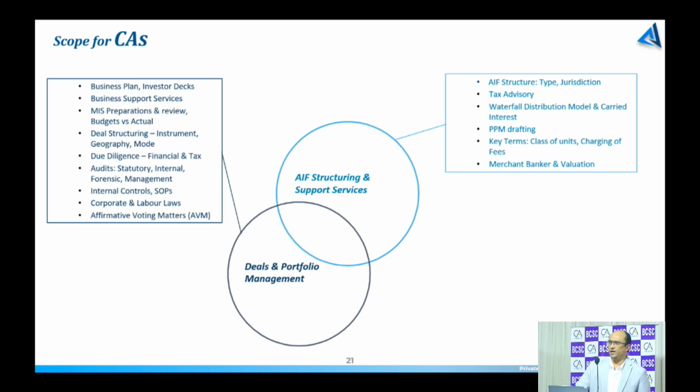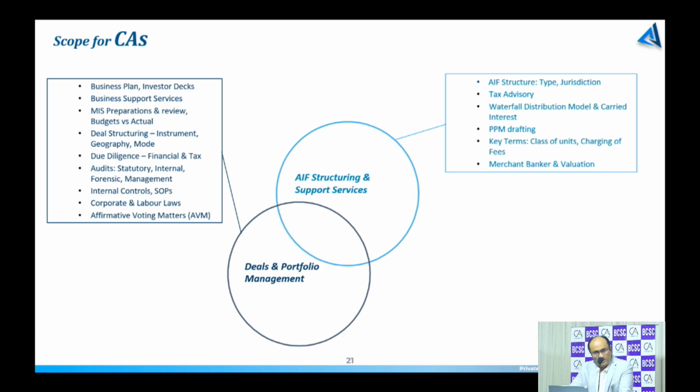Deals and portfolio management. Once these investments are made, a lot of investments for category 1 and category 2 funds are going into startup companies. So how you can engage with these startup companies is something that we can look at. On your business plan preparations, your financial projections, your investor decks, how the startups can pitch to the investors, your MIS reviews, your due diligences.